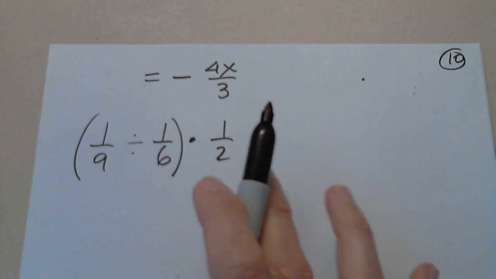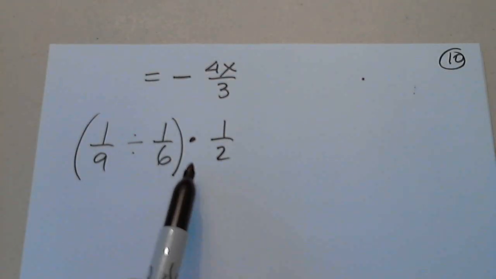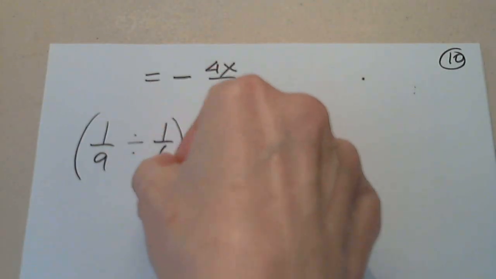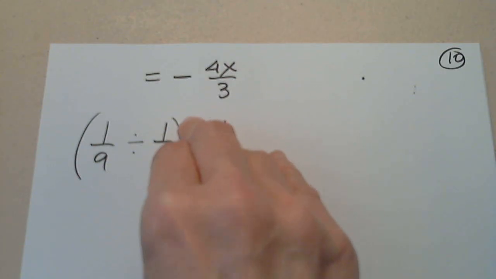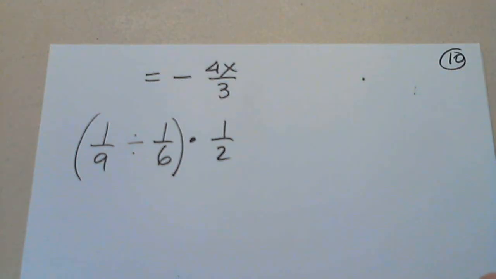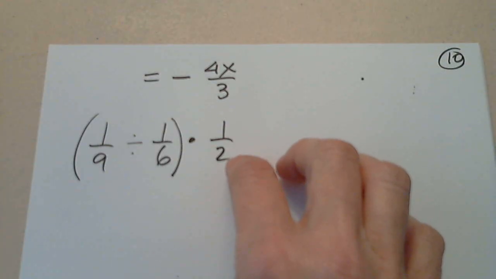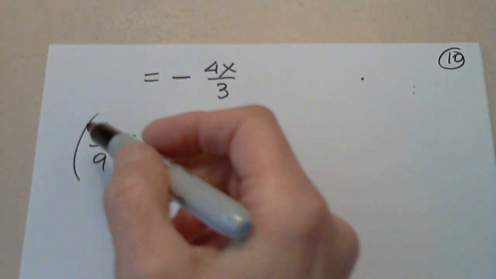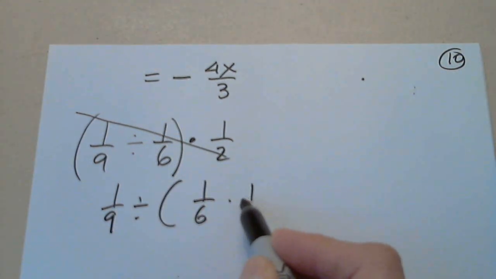This already says we have to perform division and multiplication from left to right if there are no parentheses. If there are parentheses and if you want to put them here, then we have to do multiplication first. So it's up to you. You want to keep it as is or just multiply, divide and multiply? No, we can change it. So you want to change the parentheses here? Sure. Okay. So 1/9 divided by 1/6 times 1/2.